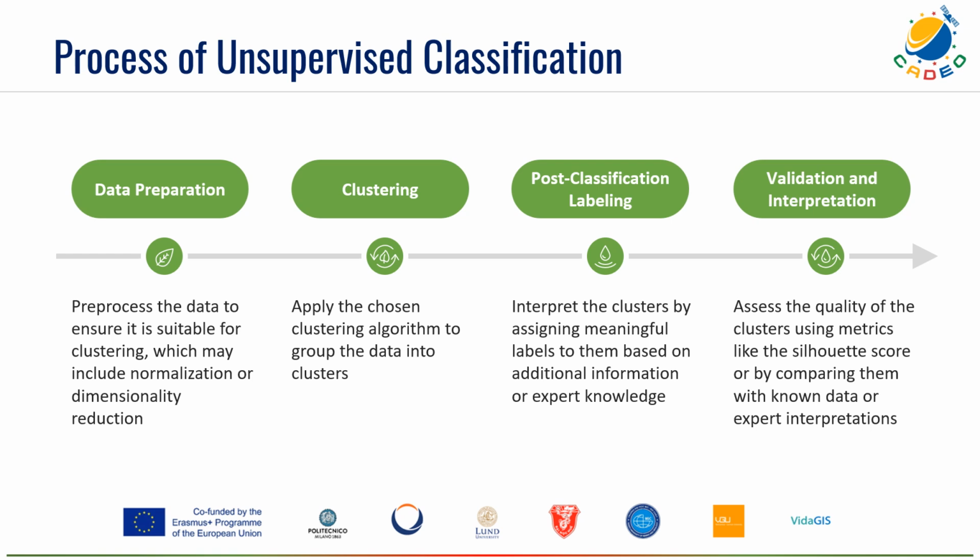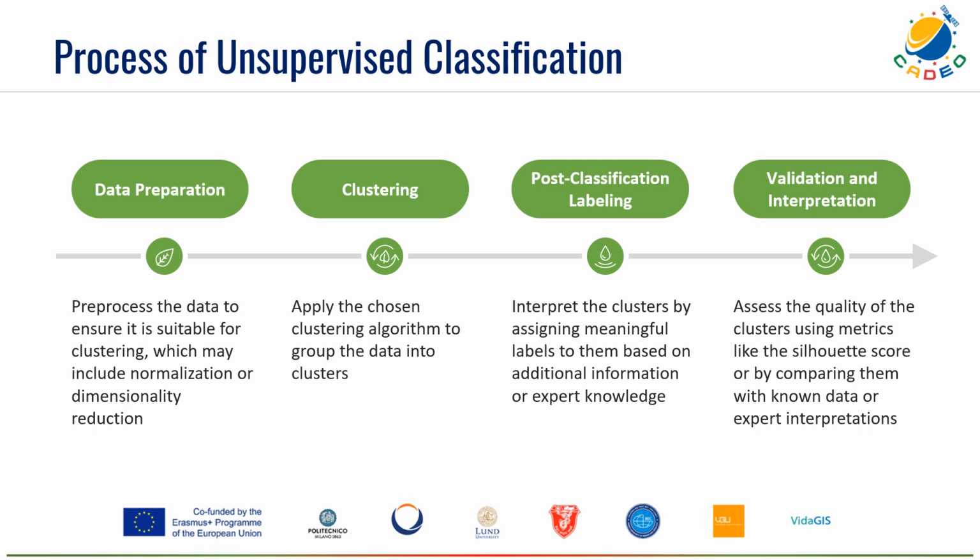But in general, the process of unsupervised classification includes four steps: data preparation, clustering, post-classification labeling, and validation and interpretation. Data preparation is to pre-process the data to ensure it is suitable for clustering, which may include normalization or dimensionality reduction.